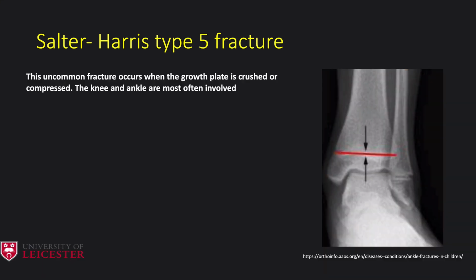The last type of the Salter-Harris fracture is type 5. This uncommon fracture occurs when the growth plate is crushed or compressed. The knee joint as well as the ankle joint are the joints most commonly involved by this kind of fracture.